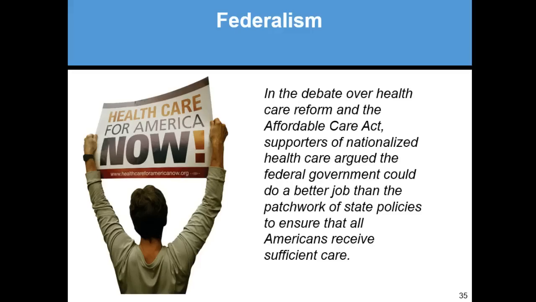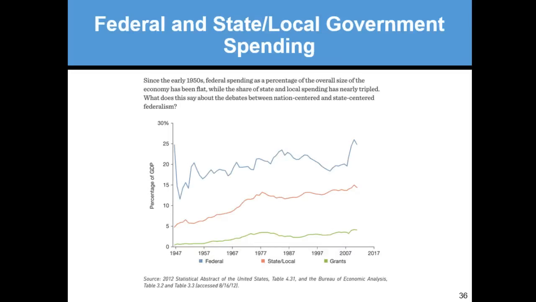In the debate right now over health care reform and the Affordable Care Act, the supporters of nationalized health care are arguing that the federal government can do a better job than each state having its own laws to ensure that Americans receive a sufficient amount of care. Of course, the states argue that it's an undue burden on the states. So again, this is that same federal, state, and local spending figure that I showed you earlier. That shows that federal, state, and local spending is going up.